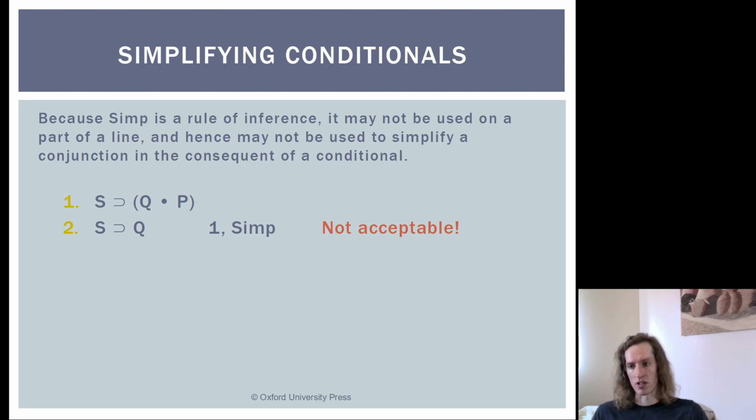So in this example, if we start with if S then Q and P, and we try to simplify to just if S then Q, this doesn't work. This is a misapplication of the rule. This would be completely wrong. So watch out for that.